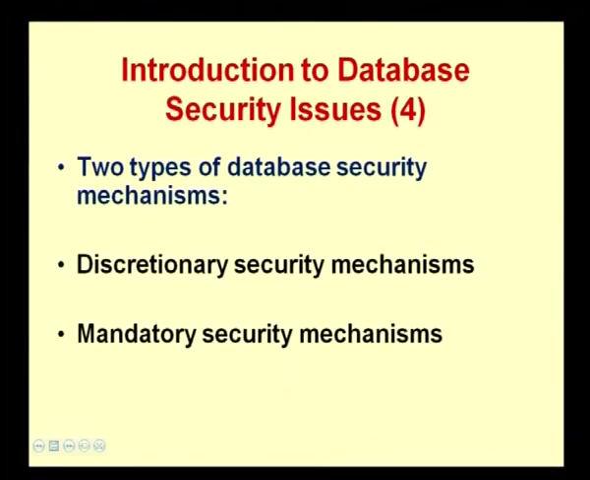Basically, the security and authorization system of a database is responsible for ensuring that only certain portions of the database are accessible to certain people. Especially the secured portions of the database should not be accessible to unauthorized users. So, two types of database security mechanisms are available. The first one is called discretionary security mechanisms, and the second is called mandatory security mechanisms.